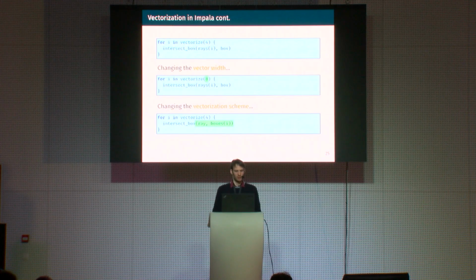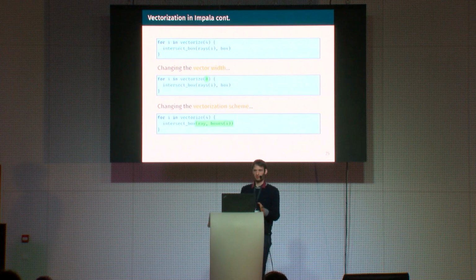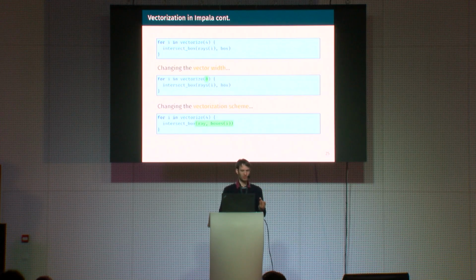And the nice thing about this approach is that you can change things easily. Say you want to change the vector width, then you just change the number of lanes in the call to vectorize. If you want to change the vectorization scheme, if you have initially many arrays and one box, as the example at the top, you can change it to intersect instead one array with many boxes, as the example below, and it just works. You don't have to change anything in your code.